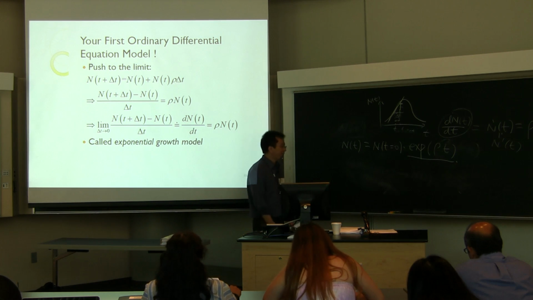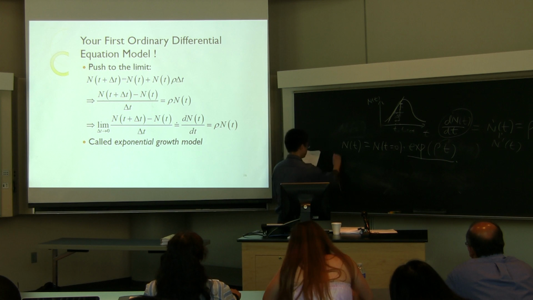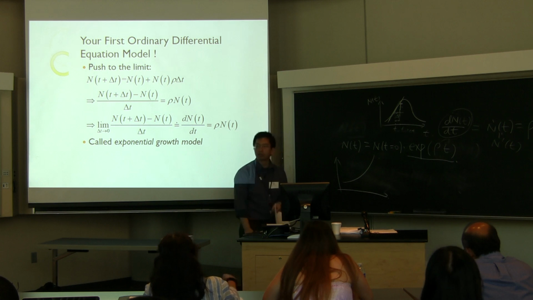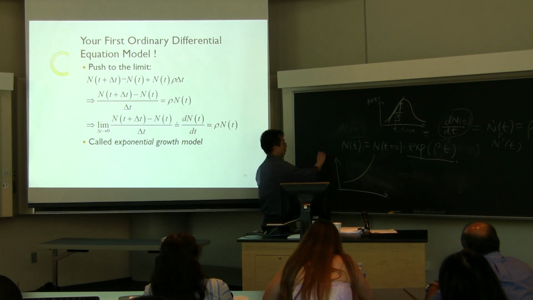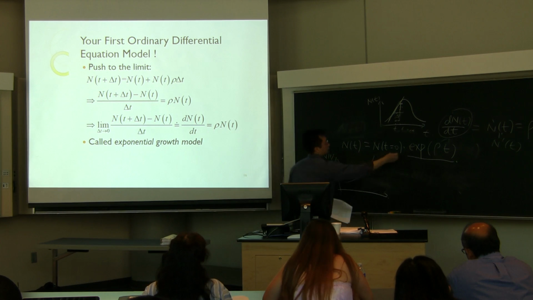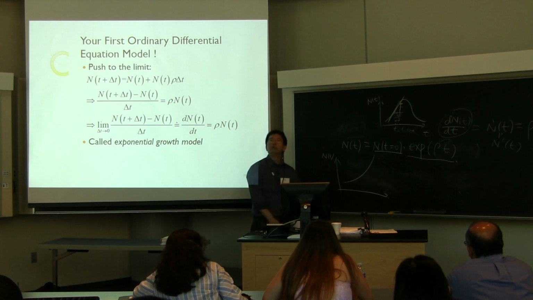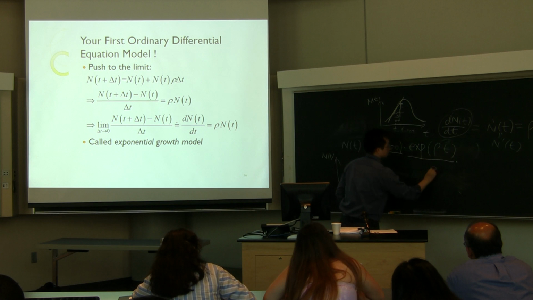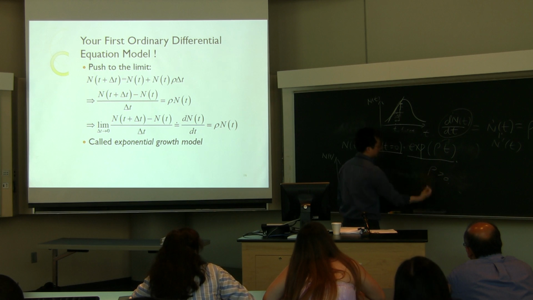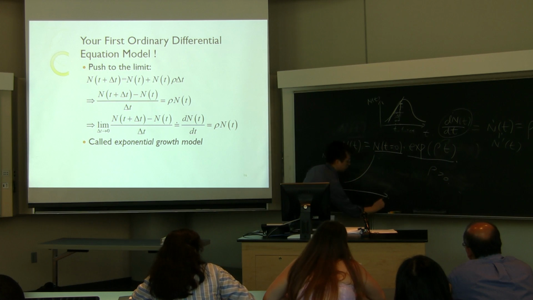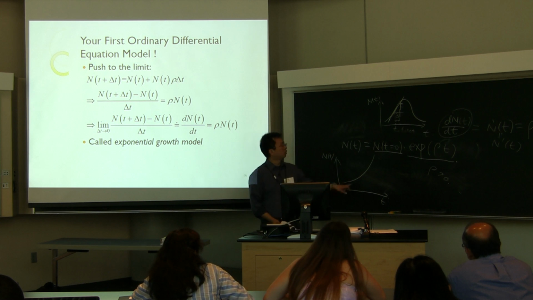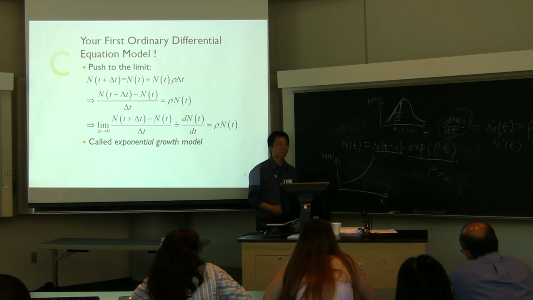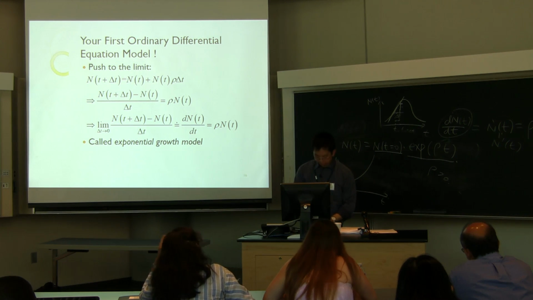And if you draw the plot, the solution will always look this way, monotonically increasing. It doesn't matter what your initial number of cells in this population is, as long as rho is greater than 0. It doesn't matter what rho is, it will look like this, exponentially increasing. That's why it's called the exponential model.